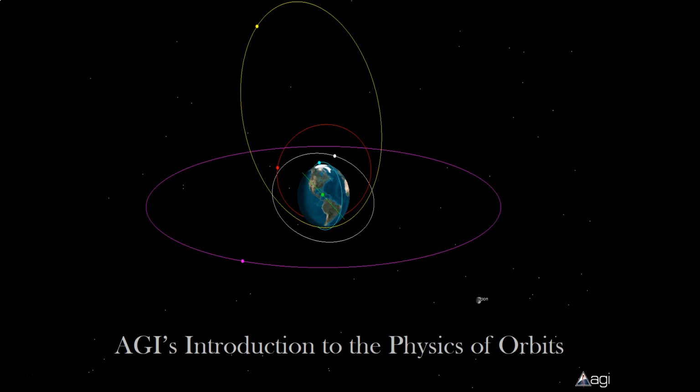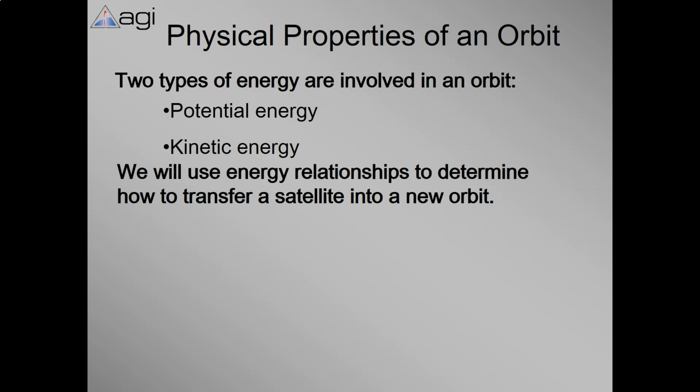All right, aerospace engineers. This one's a little different. This is the physics of orbits, a basic introduction to them. But now that you have the introduction to orbital mechanics, the hope is this one makes a bit more sense. The simplified version is that there are two types of energy with an orbit: potential and kinetic. And we use the energy relationships to determine how to get a satellite into a new orbit.